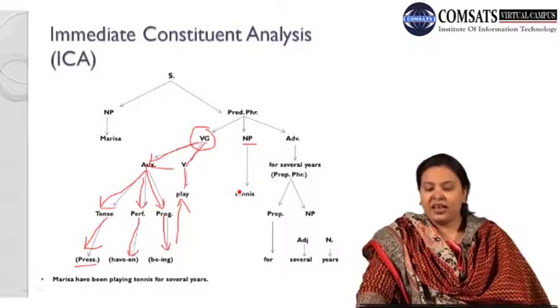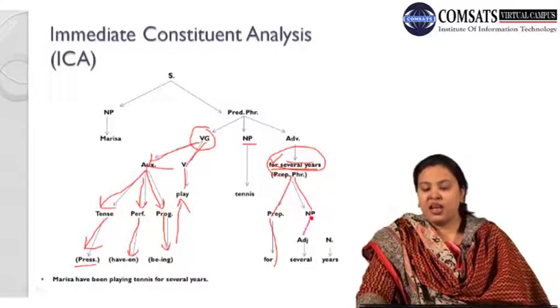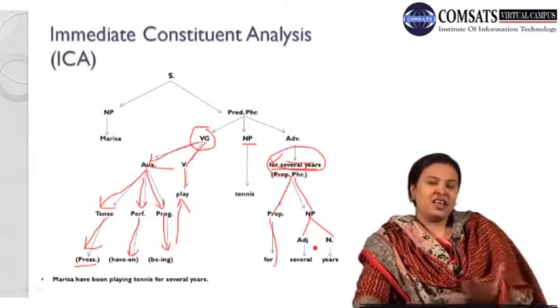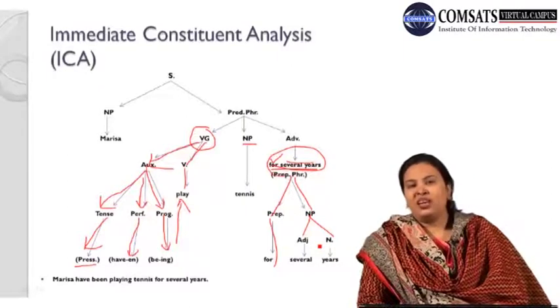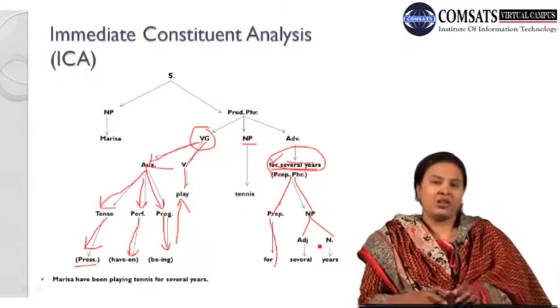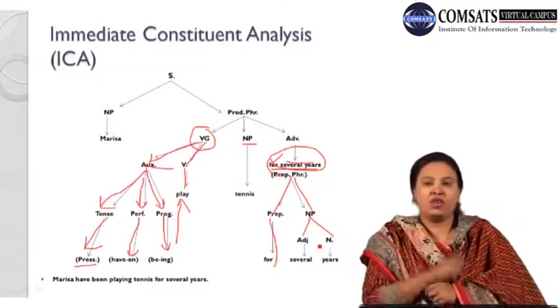Now noun phrase, tennis. And in the adverbial phrase we have for several years, actually a prepositional phrase, because we have a preposition over here. The preposition is for, and then several years, again a noun phrase. The noun phrase is composed of several, an adjective, and a noun, years. So this is the latest development in immediate constituent analysis, where we not only show that these are the constituents, rather we make it very clear what the different constituents are, what their forms are as well as their functions.